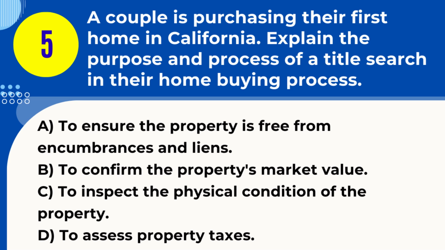Question 5. A couple is purchasing their first home in California. Explain the purpose and process of a title search in their home buying process. A. To ensure the property is free from encumbrances and liens. B. To confirm the property's market value. C. To inspect the physical condition of the property. D. To assess property taxes.